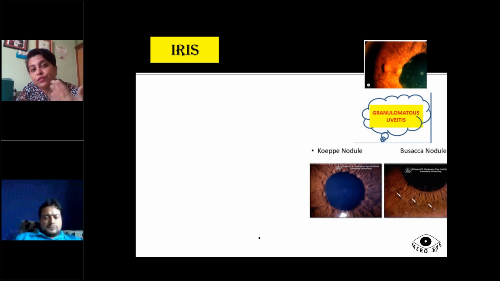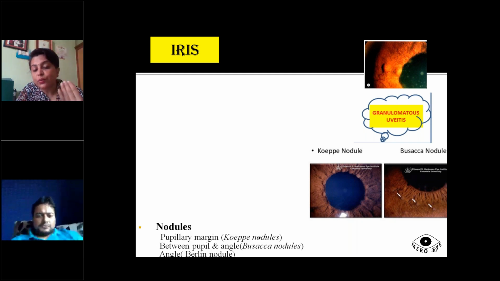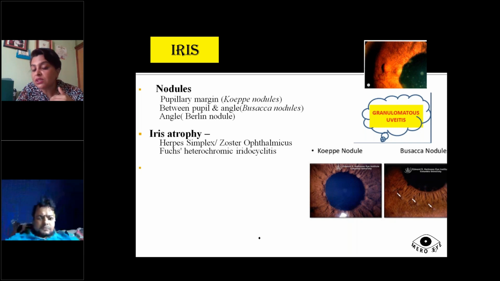After going further behind to the iris, we definitely have to look cautiously at the iris pattern and whether nodules are present or not. This can be a clue for granulomatous uveitis: either the Koeppe nodules, which are present at the margin, or the Busacca nodules, which are present in the mid-stroma, or Berlin nodules at the angles. So this leads to a clue that these are cases of tuberculosis, sarcoidosis, etc.